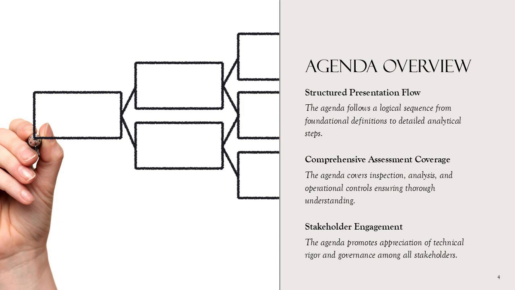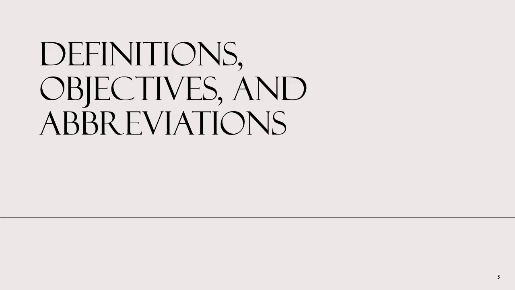Each section is designed to build upon the previous one, starting with foundational definitions and moving toward detailed analytical steps and decision-making processes. The agenda ensures that participants understand the comprehensive nature of the assessment and the interdependencies between inspection, analysis, and operational controls. By following this structured agenda, stakeholders can appreciate the technical rigor and governance requirements embedded in the procedure. Key definitions, objectives of the assessment, abbreviations and terminology.